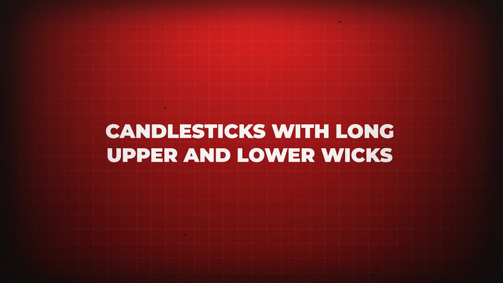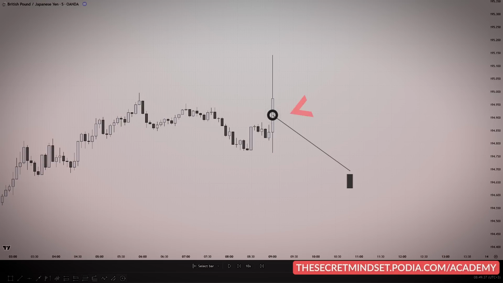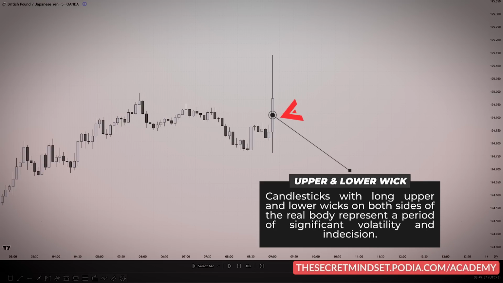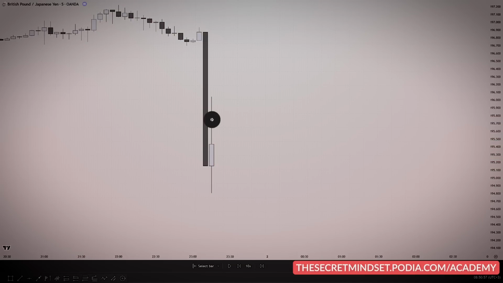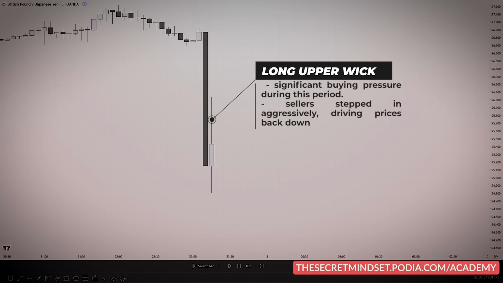Candlesticks with long upper and lower wicks on both sides of the real body represent a period of significant volatility and indecision. As the candle opens, buyers push prices higher, as indicated by the long upper wick. This shows that there was significant buying pressure during this period. However, at the higher prices, sellers stepped in aggressively, driving prices back down.